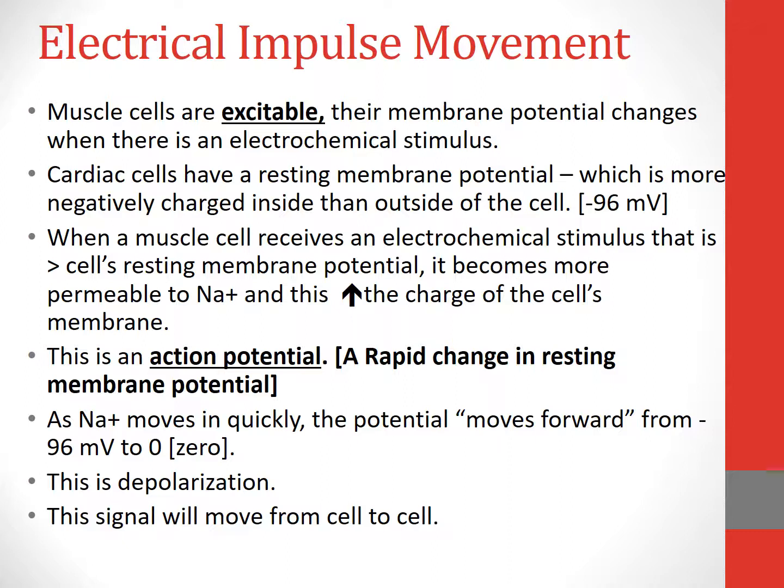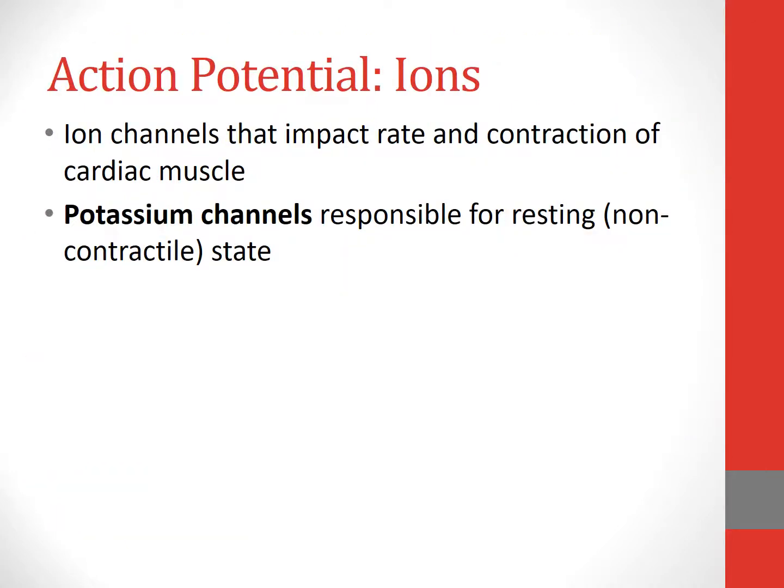We've got these cells that have a potential, and that means they can do electrical stuff. They have electrical potential as a result of ions that move in and out of the cell. Okay? So you've got cardiac cells that have the potential for electricity. They hang around with a voltage of negative 96, but then something happens that changes the balance of those ions, and then when there's a rapid enough change, we've exerted a larger potential called action potential. Sodium moves in, and that potential moves forward. And this is what we call depolarization. And then that signal is going to move from cell to cell. So these are the ions that impact the rate.